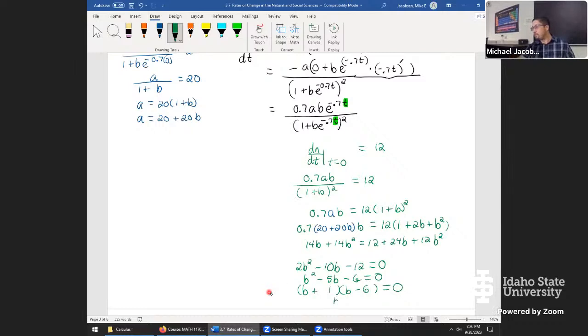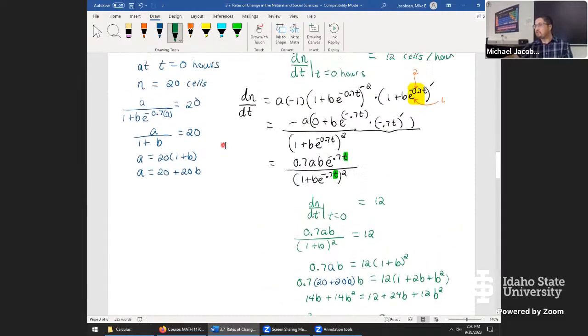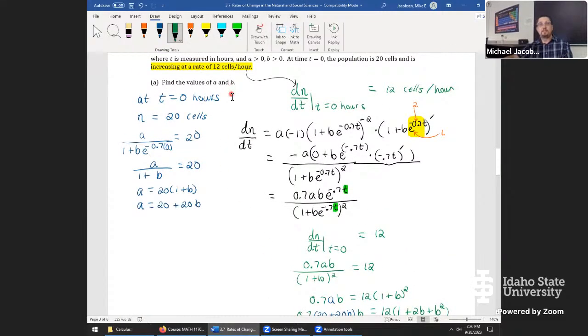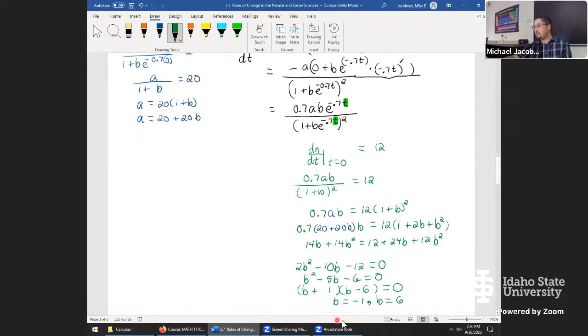So I think we've got it, folks. We have two solutions. B is either -1 or it's +6. That already makes me uncomfortable. If there's two solutions, but we're told solve for A and B, that's kind of a weird situation. One of these actually does get eliminated. Anyone happen to know which one?